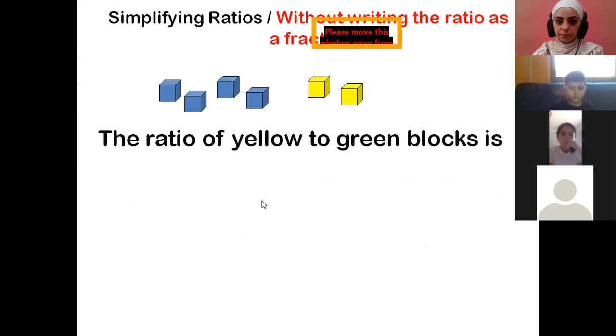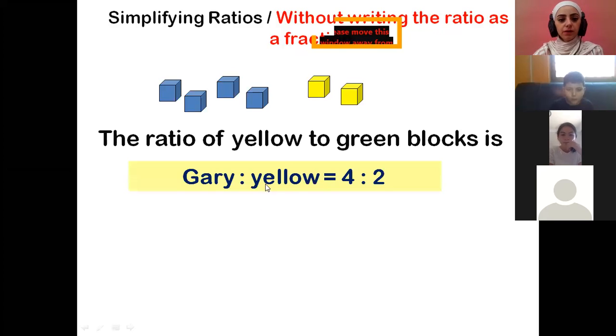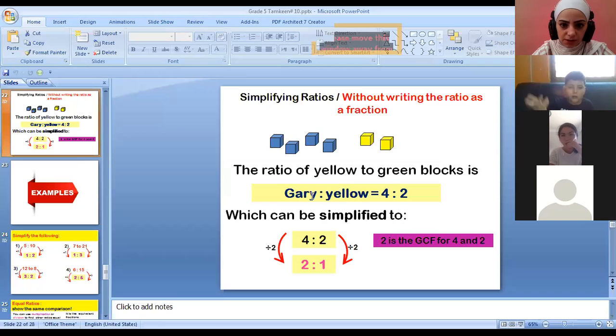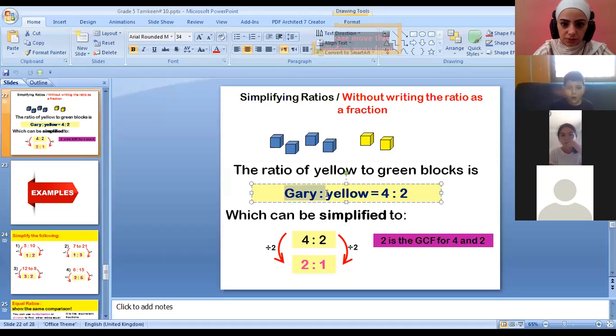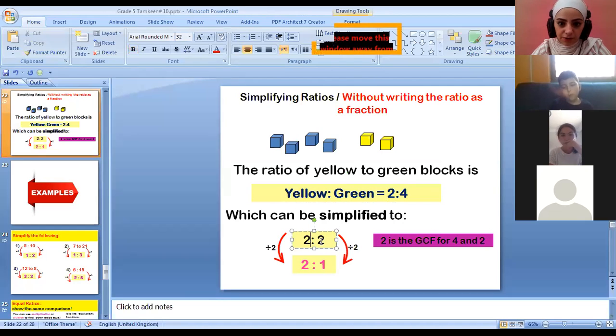Okay. 2/4. 2/4. Excellent. Why is it written gray? No, it's yellow to green, which is 2. Let me just fix it. 2/4. So this is 2. I know the answer is shown, but it's okay. We need to discuss it together.